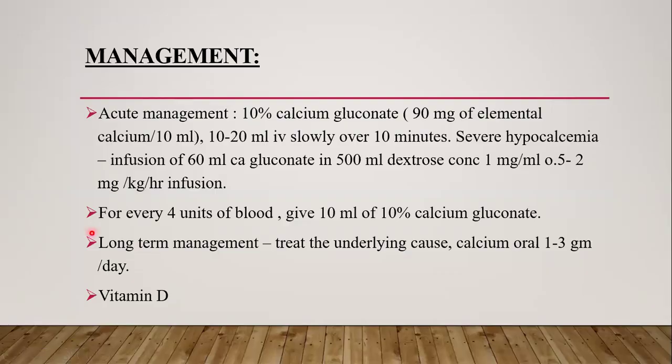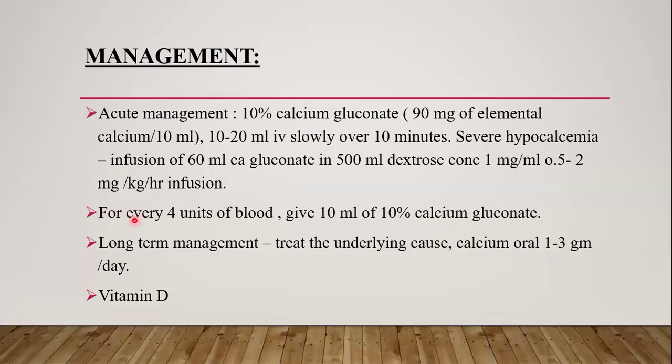So finally, what is the management? In acute management, symptomatic patients with severe hypocalcemia can be corrected by giving 10% calcium gluconate, which contains 90 milligram of elemental calcium per 10 ml, and it is given as a bolus of 10 to 20 ml over 10 minutes. Severe hypocalcemia can also be treated by infusion. 60 ml of calcium gluconate is added to 500 ml of dextrose, so the concentration of calcium will be 1 mg per ml. This is given at a rate of 0.5 to 2 mg per kg per hour infusion.